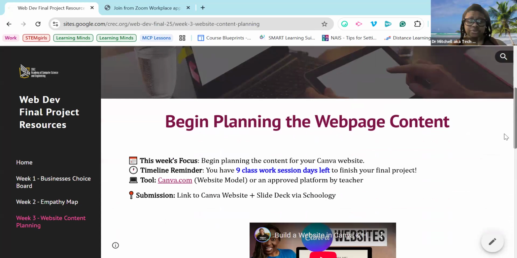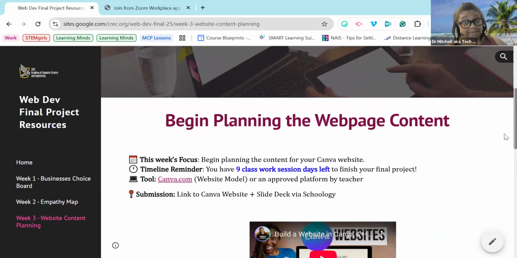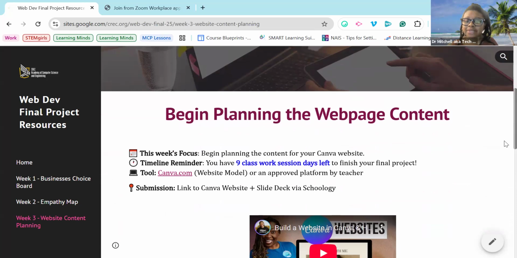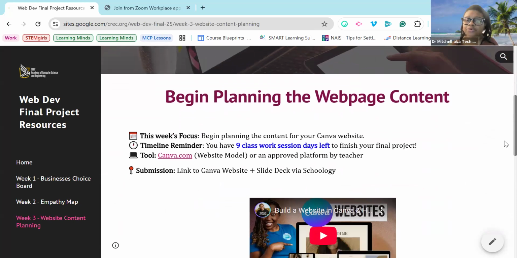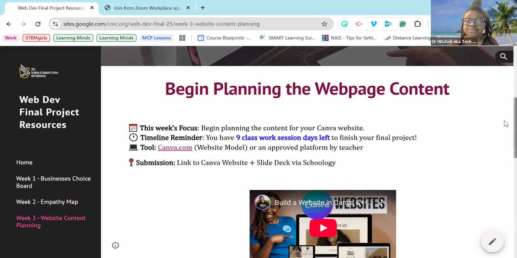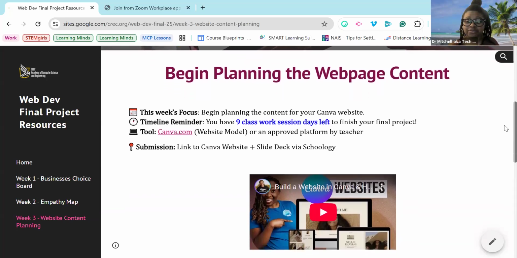So, the focus will be on beginning your content for your Canva website. Now, for those of you that have chosen another platform, make sure you did get my approval. But the timeline reminder: we have 9 class work session days left so that you can finish your project.